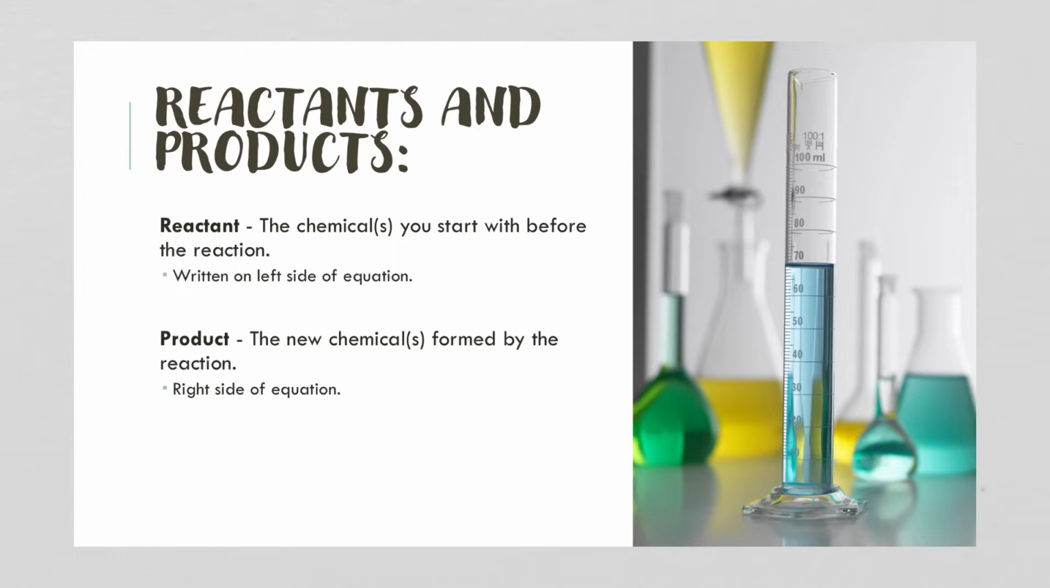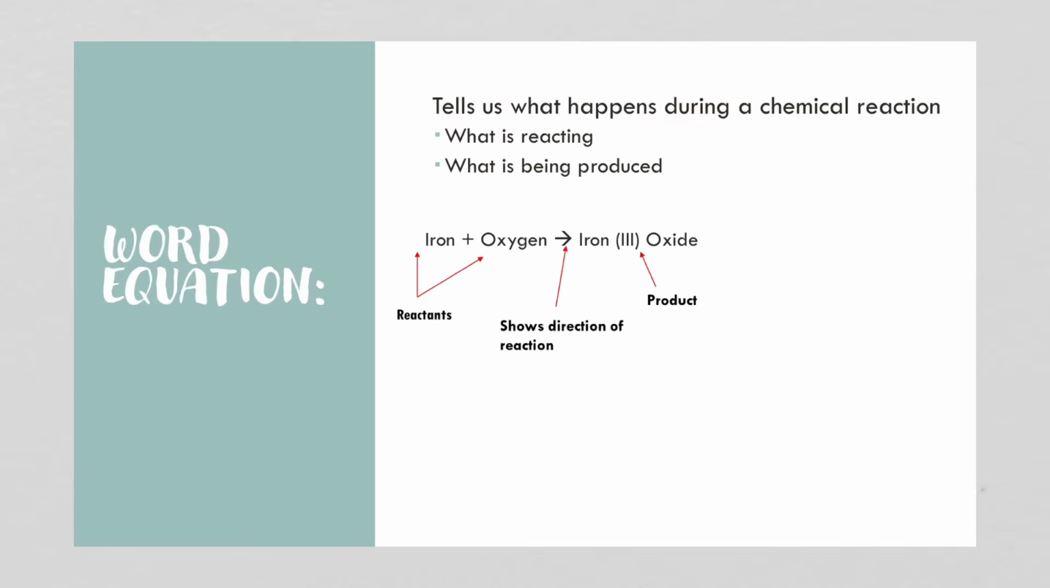Again, reactants and products. The reactants, or reactant, are the chemical or chemicals you start with before the reaction has taken place. We write them on the left side. The products are the new chemicals that are formed by the reaction, and they're found on the right side of the equation. A word equation tells us what happens during a chemical reaction. It tells us what is reacting and what is being produced. So in this example, we have iron and oxygen reacting together to form iron 3 oxide.